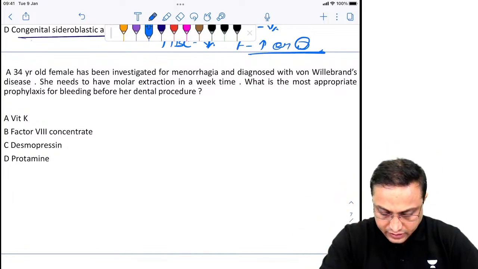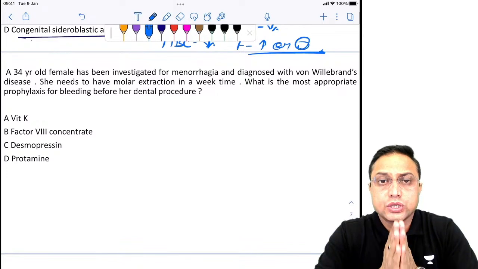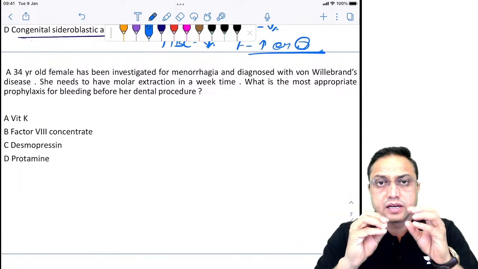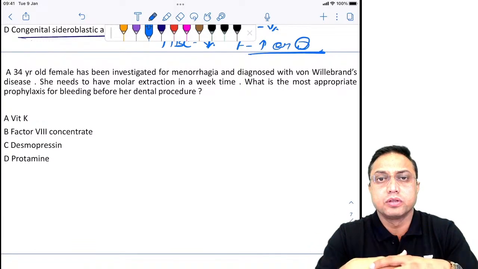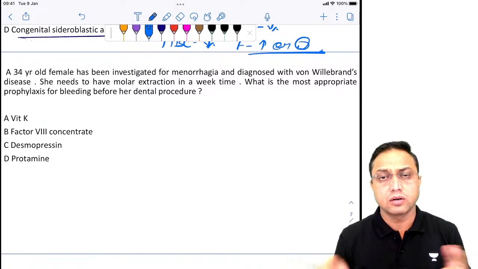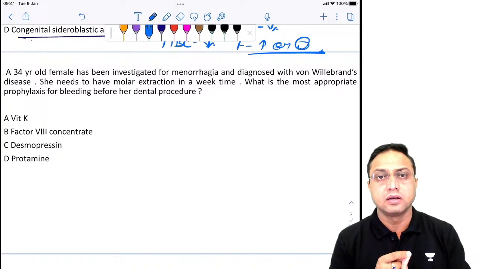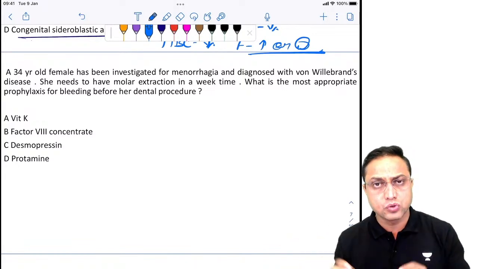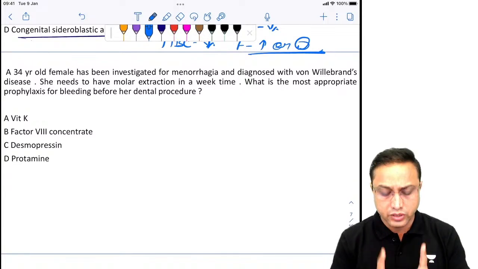Put your pens down, guys, and understand the concept here. It is very simple to understand. The question itself is saying that this lady is going for a dental procedure. Understand the concept: how risky is this dental procedure? How much bleeding is going to be there? Only a minor, regular type of bleeding is going to occur. First of all, you have to understand: is this patient going for a major surgery? No, it is not a major surgery. It is a routine day procedure where the chances of bleeding are very, very less. First of all, do understand this thing.